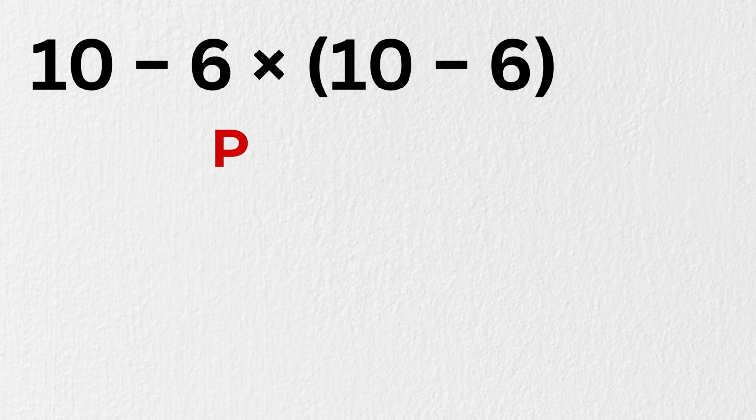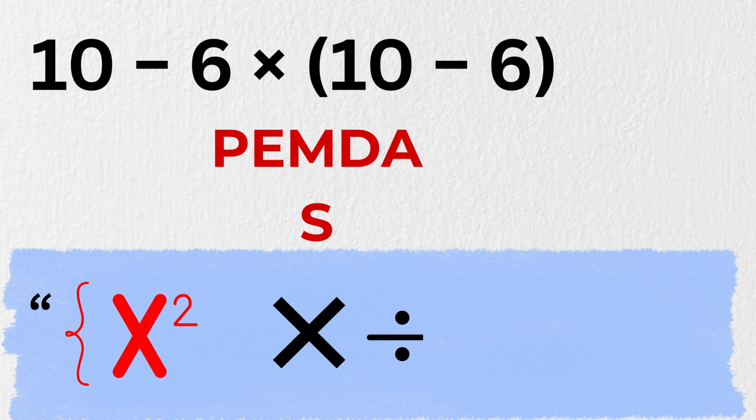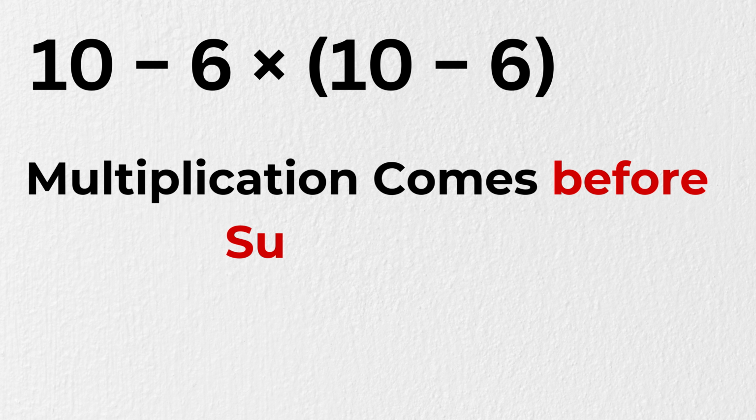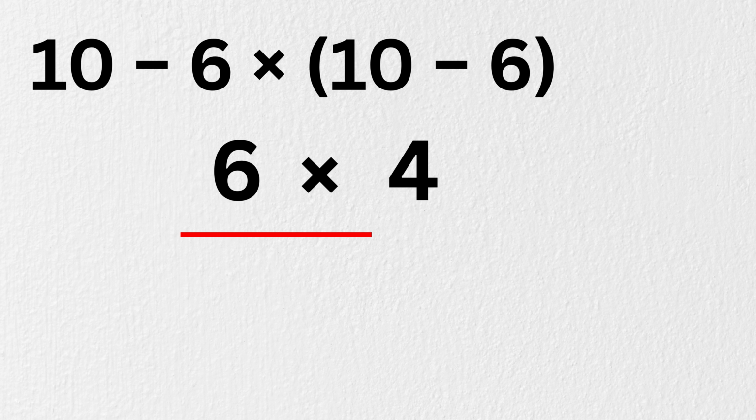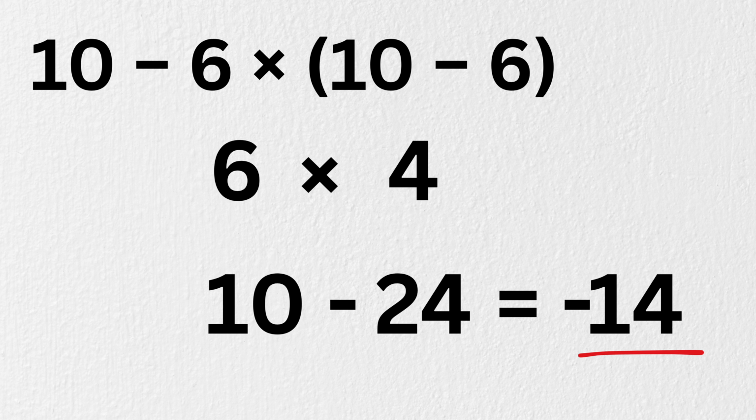Because of PEMDAS. Remember the rule: parentheses, exponents, multiplication and division, left to right. Addition and subtraction, left to right. So, multiplication comes before subtraction. So we do 6 times 4 equals 24 first. Now we have 10 minus 24, and that equals minus 14. So the correct answer is negative 14.